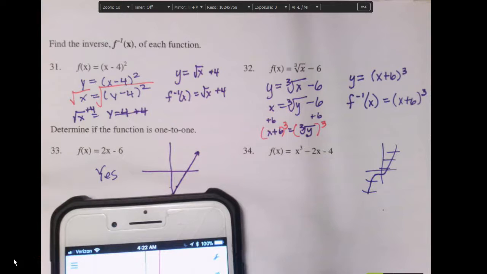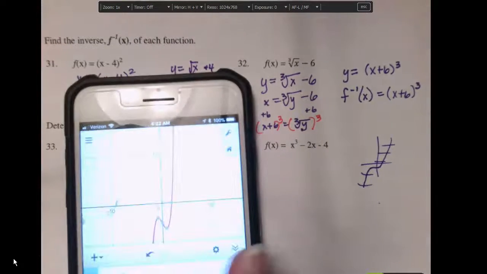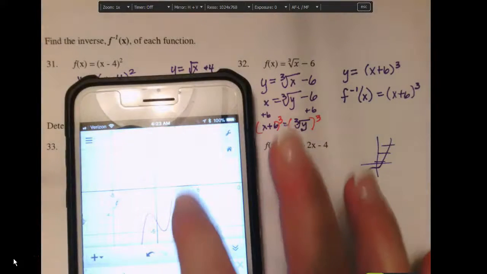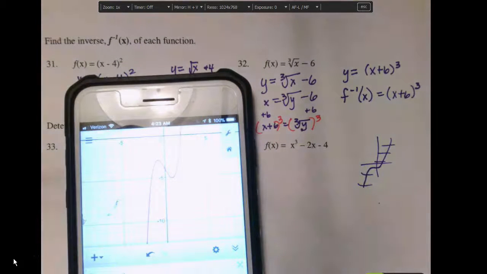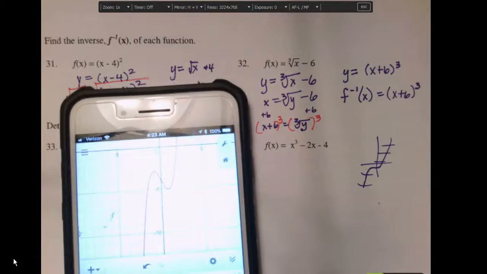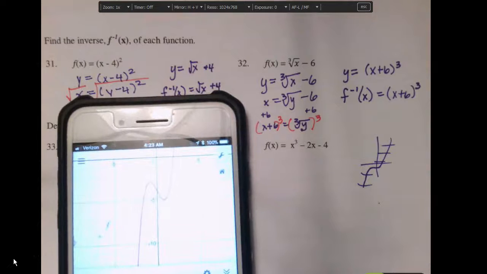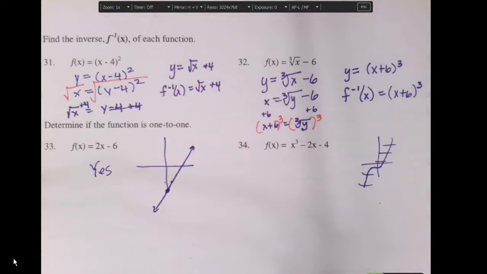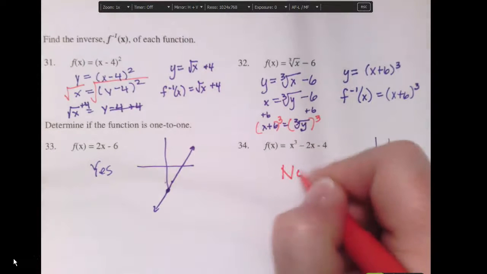So let me show you what the graph looks like. So if you zoom in on this section right here, let's see, the lighting is not great, but you can see there are some spots in this cubic that are going to overlap several times on the horizontal line test. So, good thing I did that. The answer is no.